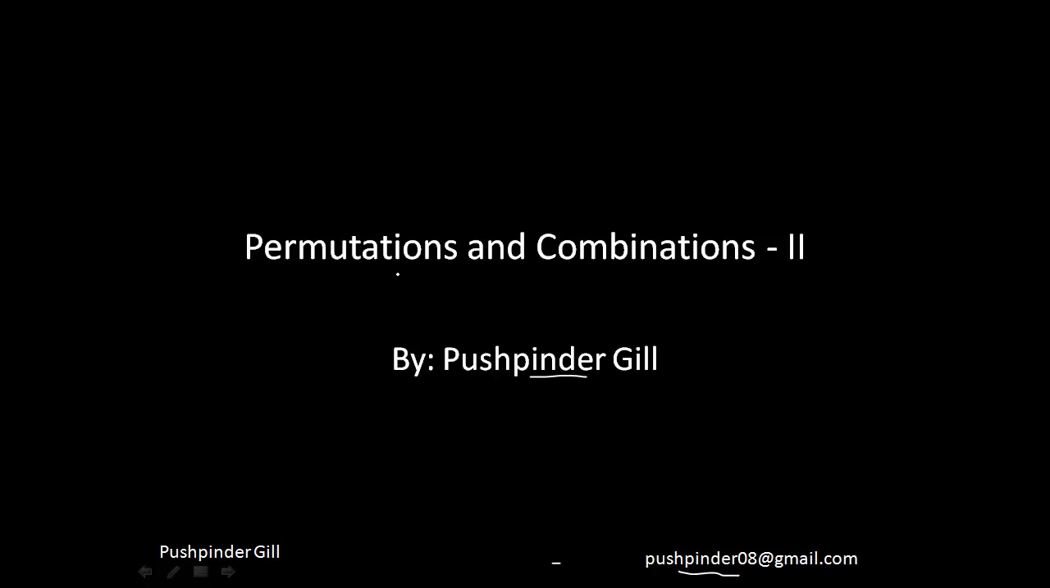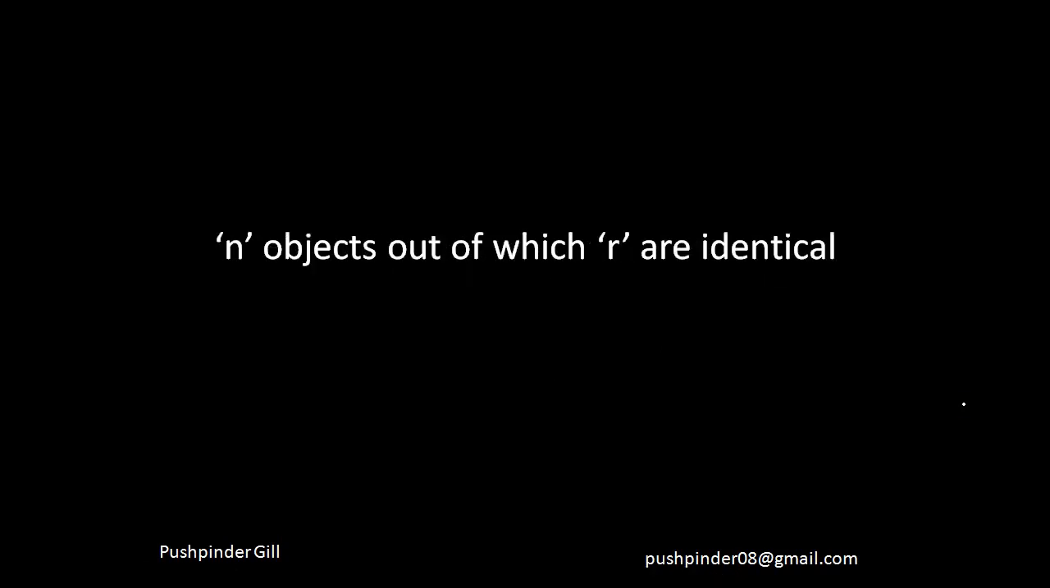So today we are going to do permutations and combinations, second video. If you watched the first video, you very well understood that n things can be arranged in n factorial ways. We are going to build on that point right now in this video. So if there are n objects, and I've already told you, if you want to arrange n objects, the answer is n factorial.